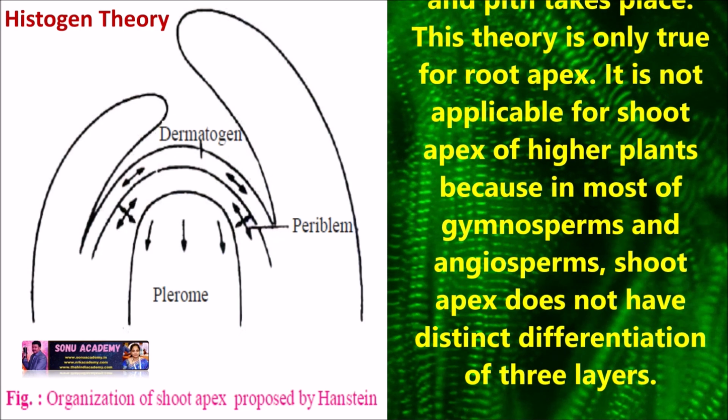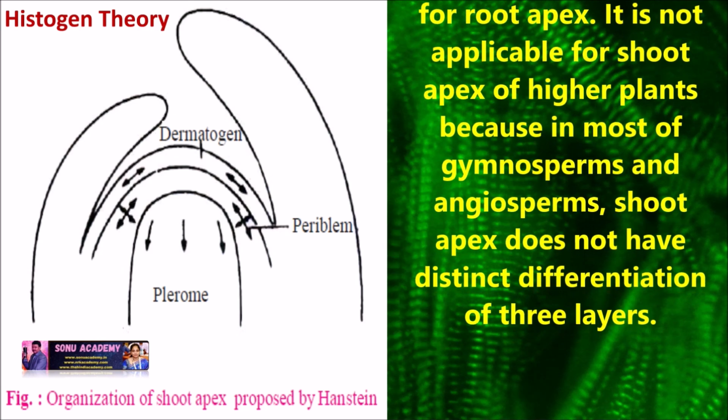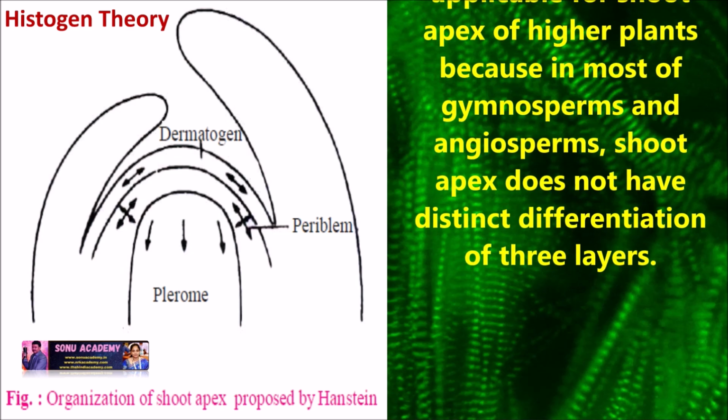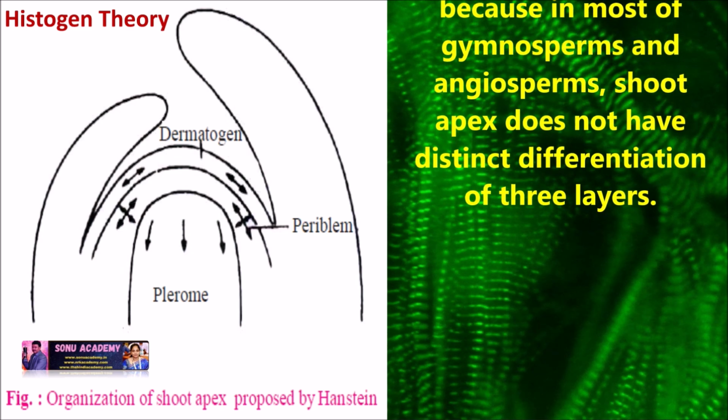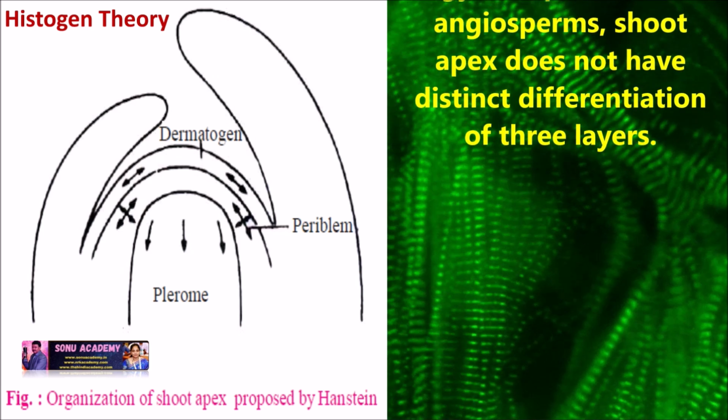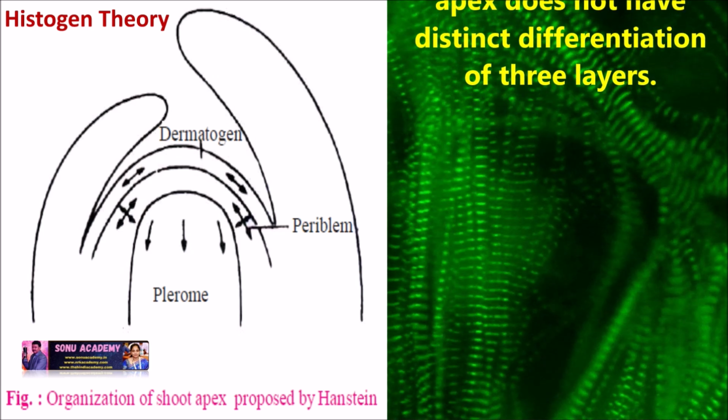This theory is only true for the root apex. It is not applicable to the shoot apex of higher plants, because in most gymnosperms and angiosperms, the shoot apex does not have a distinct difference of these three layers.